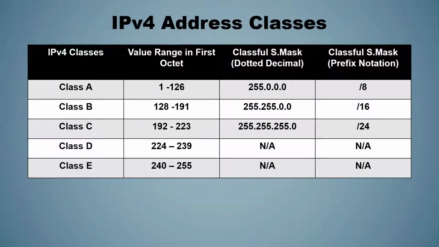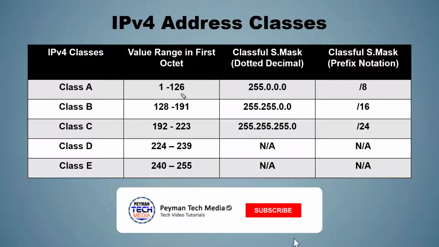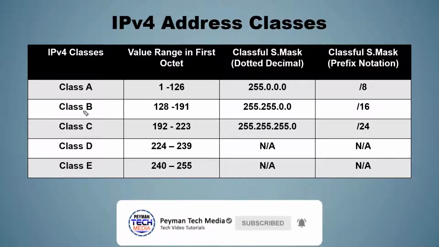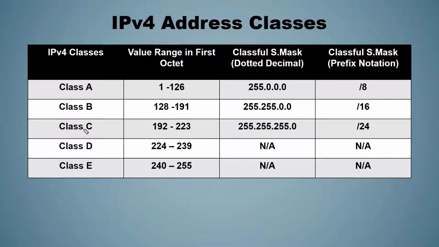Okay, now how do we know what IP address belongs to what class? Here we can see the ranges for class A. Looking at the first octet, these are the range. For class B, this is the range. Class C, this is the range. D and E, as we can see, these are the ranges in the first octet.